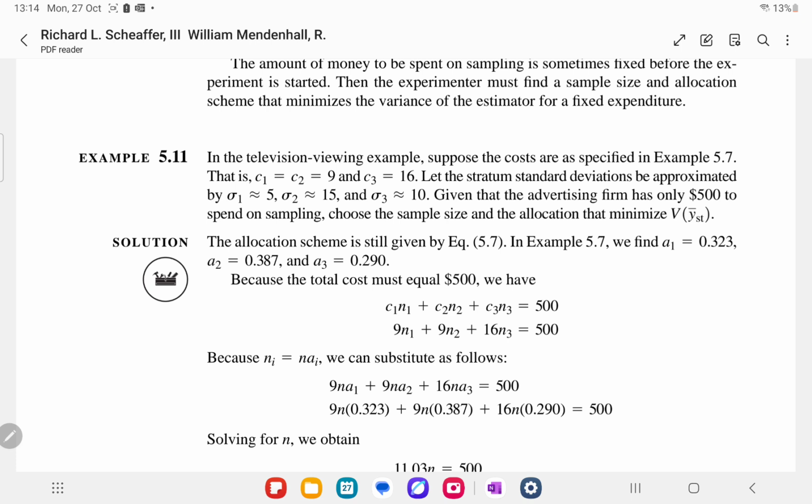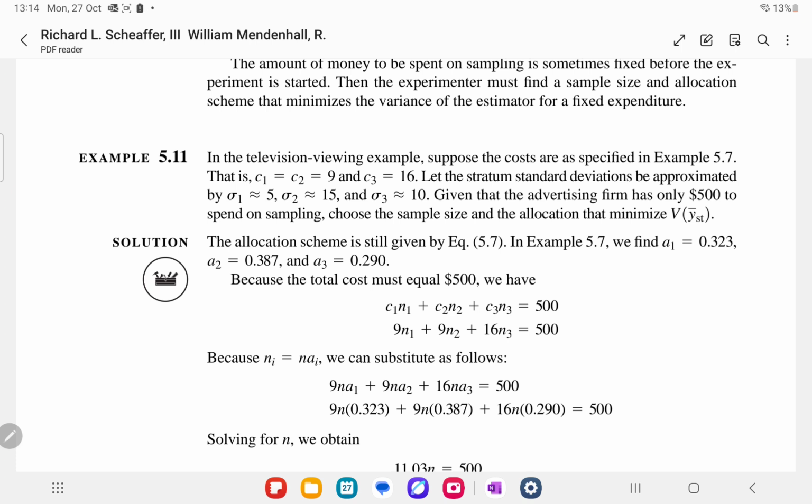We have been given costs C1, C2 equal to $9, C3 $16, and sigma 1, sigma 2 and sigma 3, the standard deviations. Then we have a budget of $500 to be spent for the sampling. So we have to choose the right sample size and the allocation that minimize the variance.